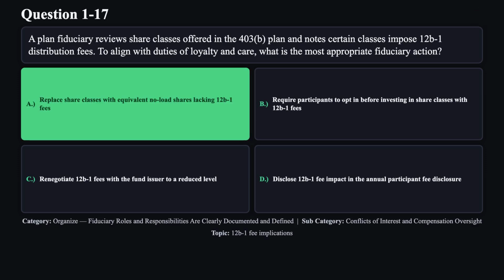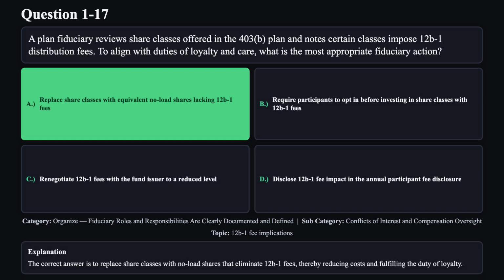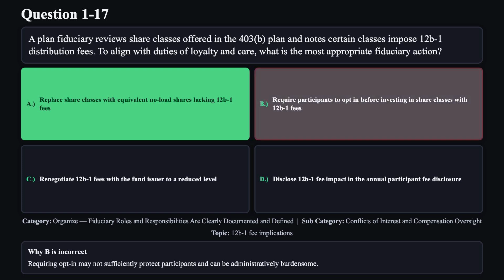The correct answer is A. The correct answer is to replace share classes with no-load shares that eliminate 12b-1 fees, thereby reducing costs and fulfilling the duty of loyalty. Reason B is not correct. Requiring opt-in may not sufficiently protect participants and can be administratively burdensome.